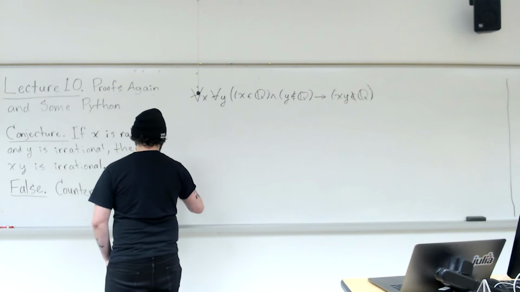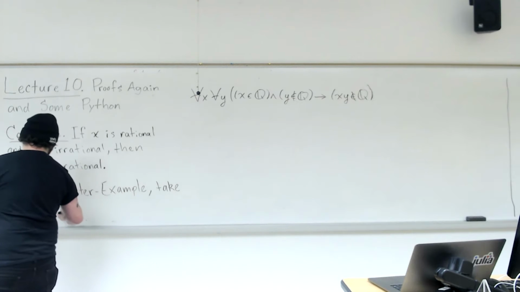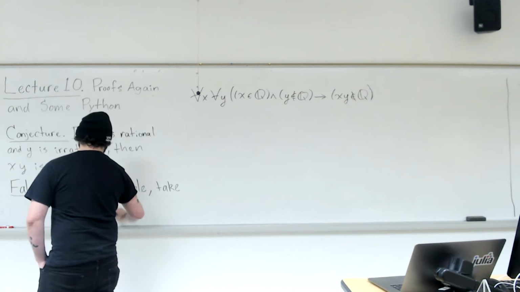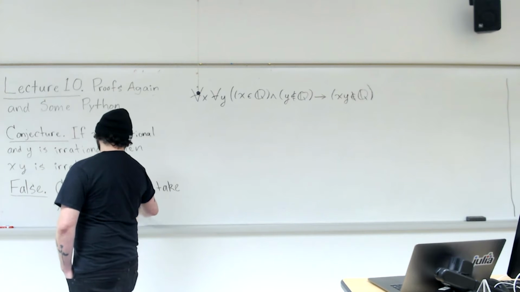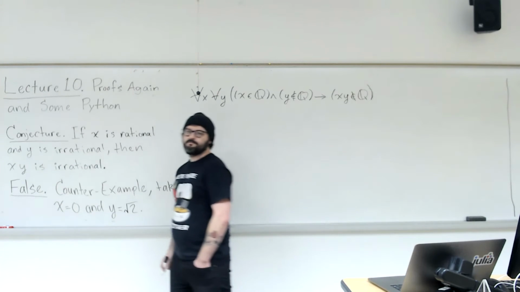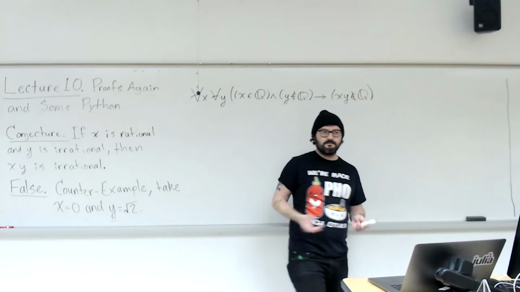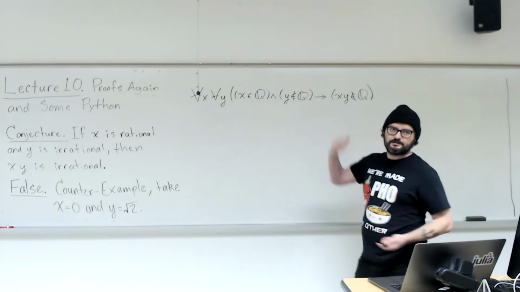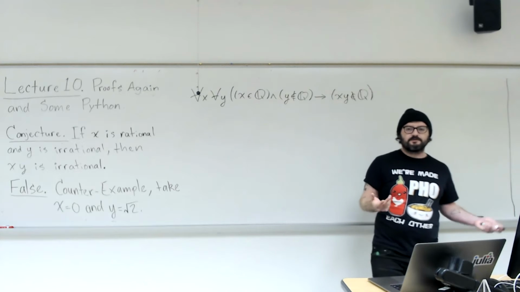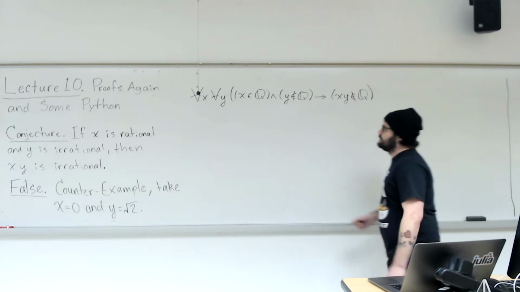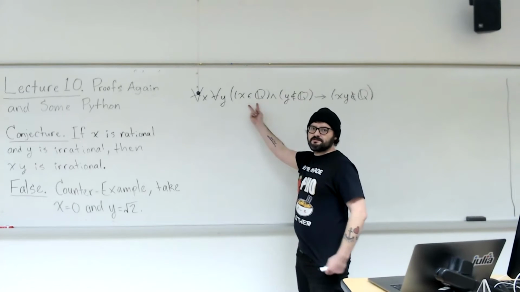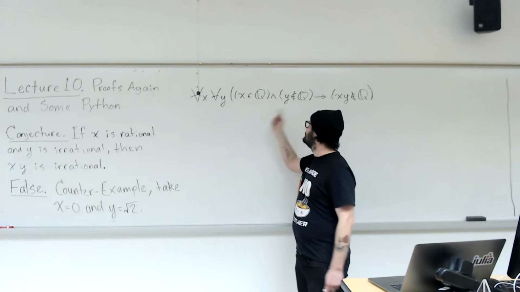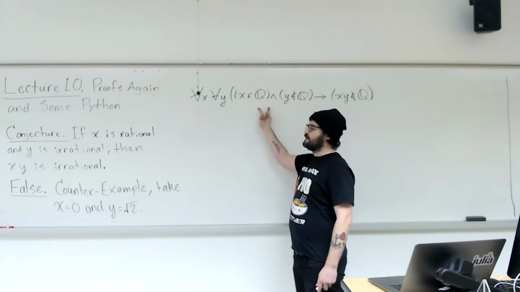So counterexample: take X equal to 0 and Y equal to square root of 2 or something. X equals 0 is a rational number, right? You can write it as 0 over 1. It's a ratio of integers with non-zero denominator. So that will be true. Square root of 2, we've shown before that that's irrational. So the hypothesis is satisfied.